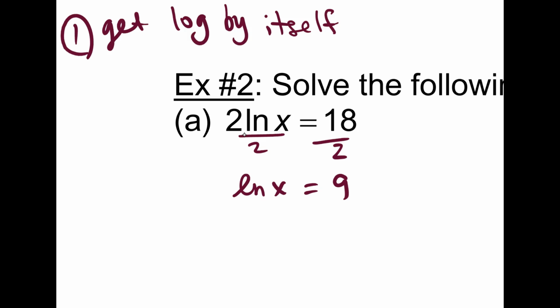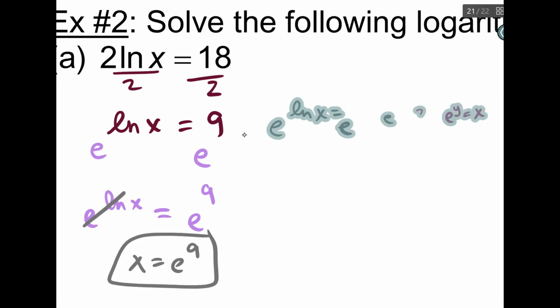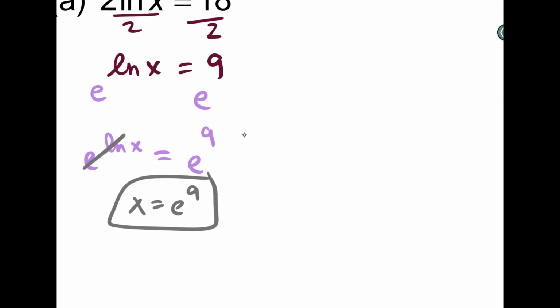Now it's not raise each side to the power of, but literally I'm going to have each side be like e to the ln of x, e to the 9. So I have e to the ln of x is equal to e to the 9. Well, e to the ln also goes away. Awesome. So x is equal to e to the 9. Go to the next one.